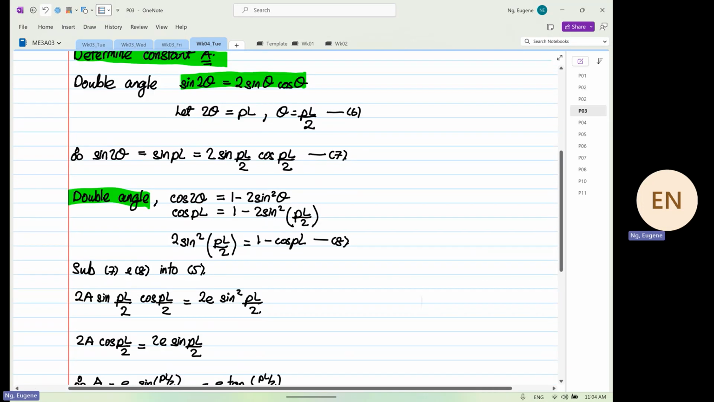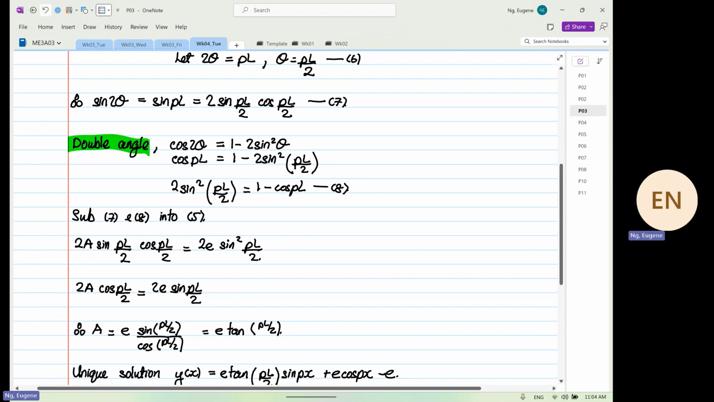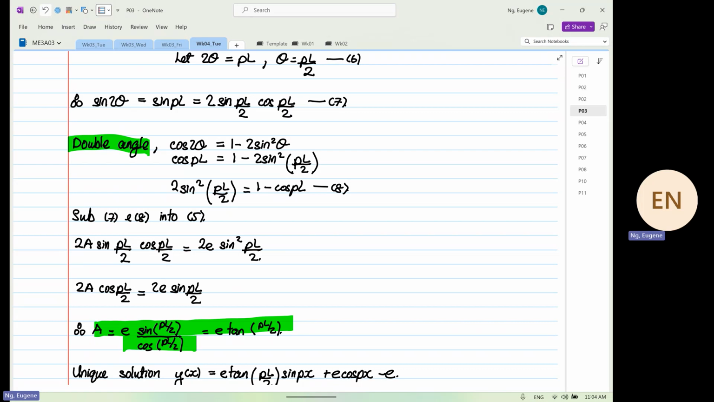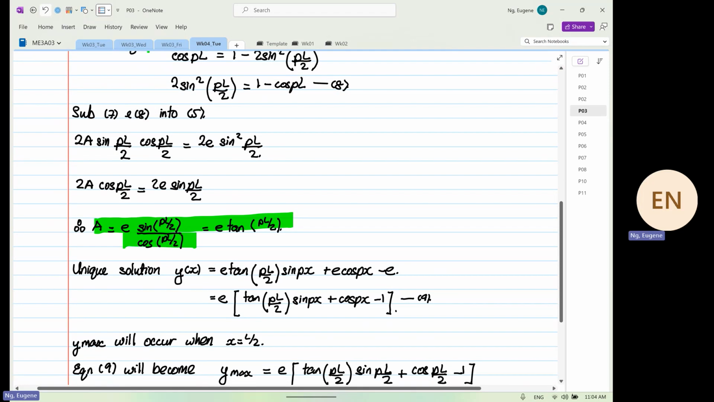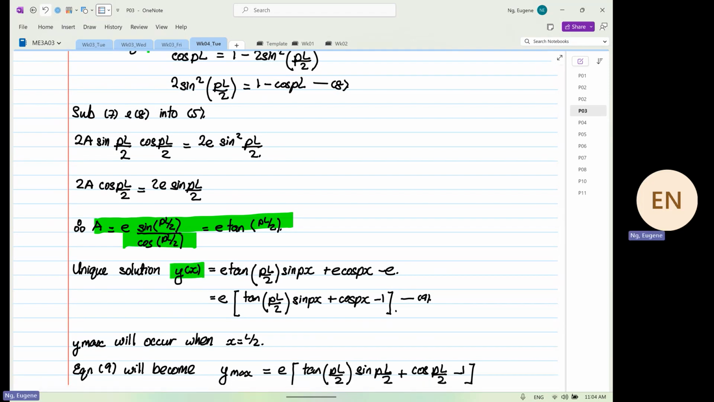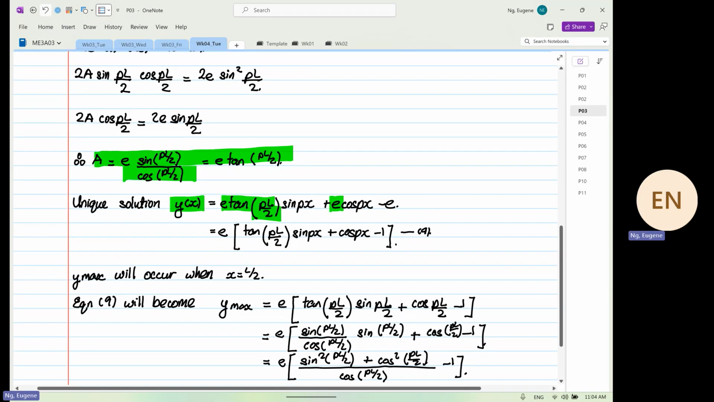Then from here, we substitute things into equation 7 and 8. And then we found this relationship where A is equal to E tangent theta. Now going back to our unique solution, y as a function of x, we substitute. We know our A value, okay, we know our B value. Our A is equal to E tangent PL over 2, our B is E. Factor out B, then we use the relationship.